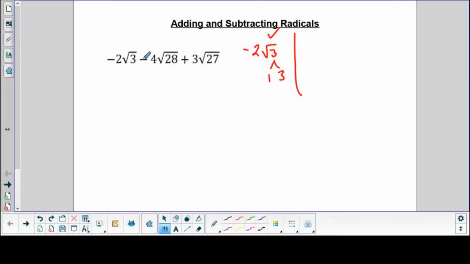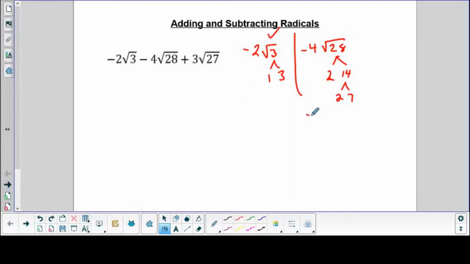So let's look at the next one. It's negative 4 square root of 28. Can we reduce 28? Let's think of two factors of 28. It's an even number, so we can divide it by 2. So I'll use 2 and 14. But wait, 14 is also an even number, so we can divide it by 2. So this is 2 and 7. Now notice these are all prime. 2, 2, and 7 are all prime numbers. I can't reduce any of them any further.